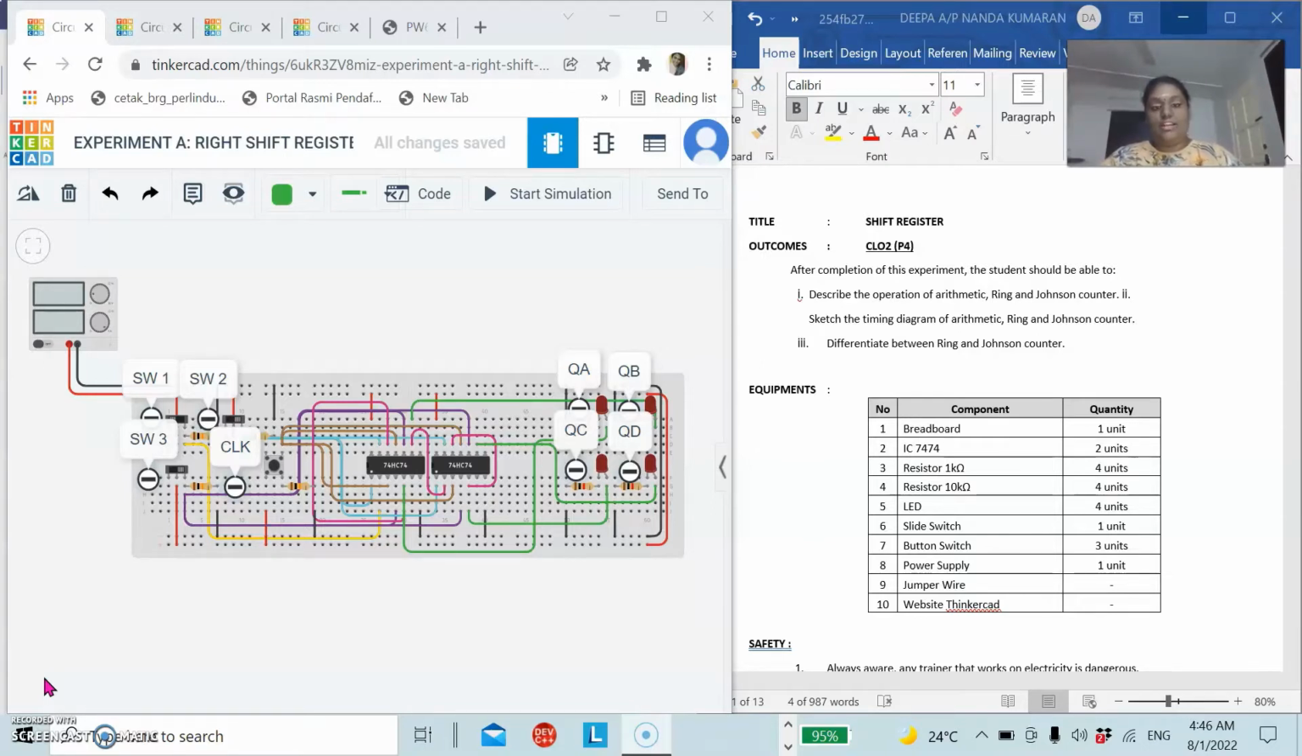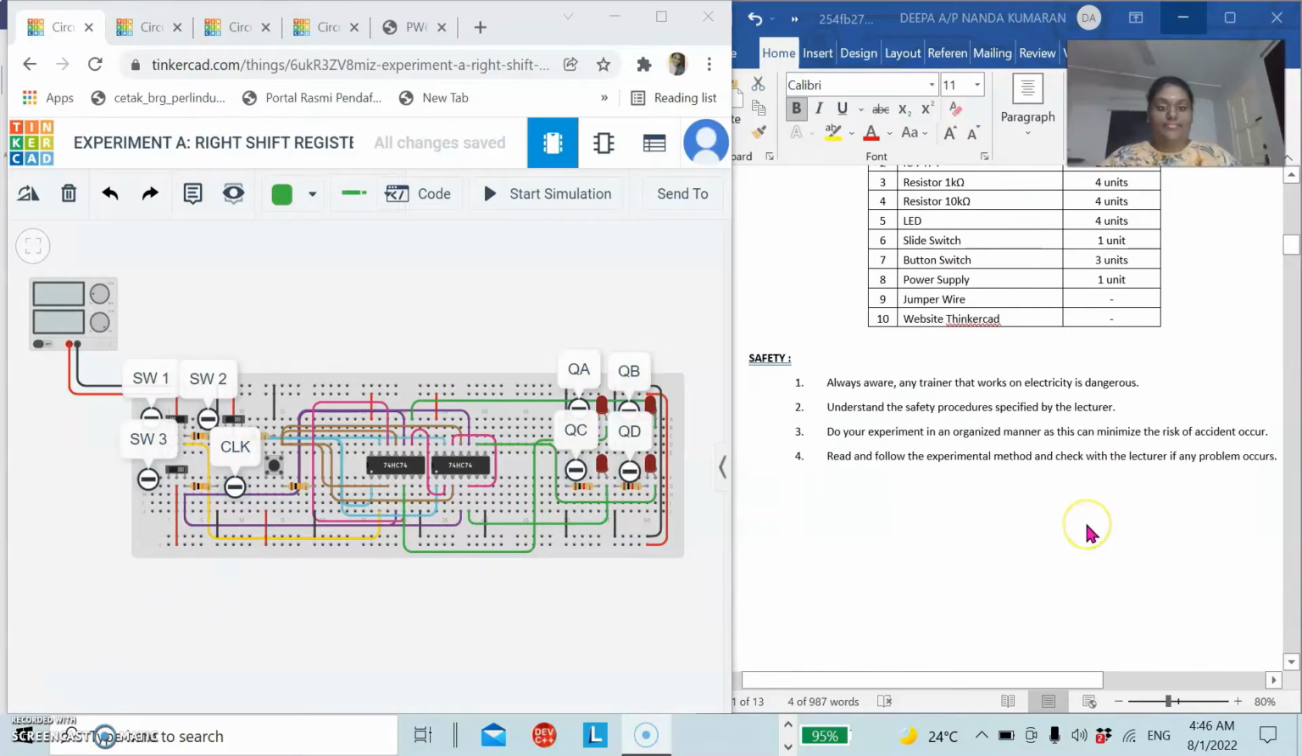So today I'm here to present my practical work 6 for digital electronics, and the title is shift register. In this practical work there are 4 experiments: experiment A, right shift register; experiment B, left shift register; experiment C, ring counter; and the last one, experiment D, Johnson counter. So let's go to see the first experiment, experiment A.